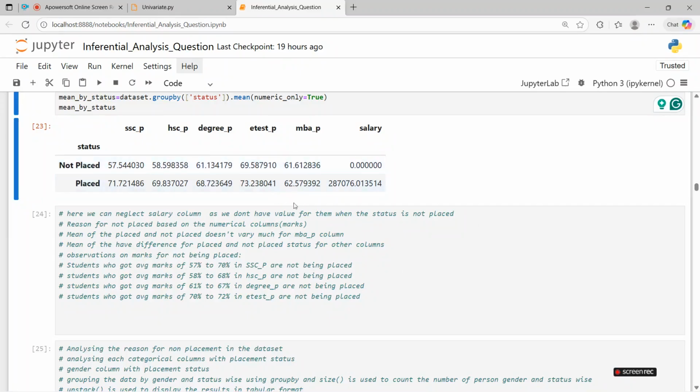If we see the MBA marks, we don't have much difference between them. For not placed we can see 61.6, which is approximately 62, and for placed it is 62.5. So there is no huge difference between the average MBA marks of students in not placed status and those in placed status. There is no vast difference between them, so we will not be able to get the reason for not being placed from MBA marks.